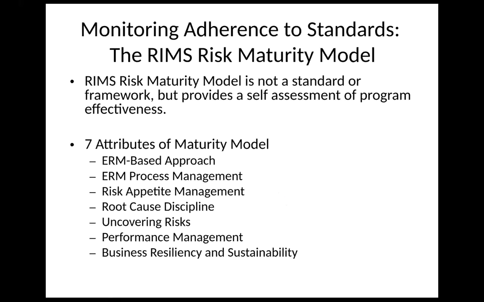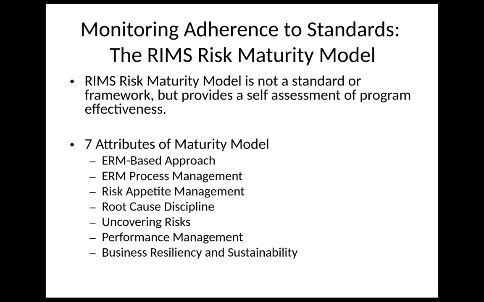The other thing the textbook talks about, as a way to determine how well you're performing, is using the RIMS risk maturity model as one example. As you implement your program, the idea is, how do you know you're doing well? RIMS has put together a kind of self-assessment model, and the 7 attributes it has are looking at an ERM-based approach.